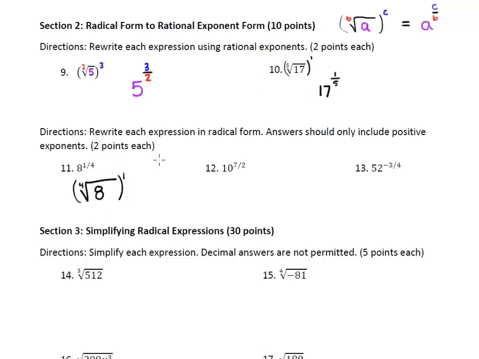We're just rewriting them. Okay, so this one is going to be 10, with the little 2 right here. So that's a square root. If you put the little 2, I don't think it's a problem. And then raised to a power of 7.